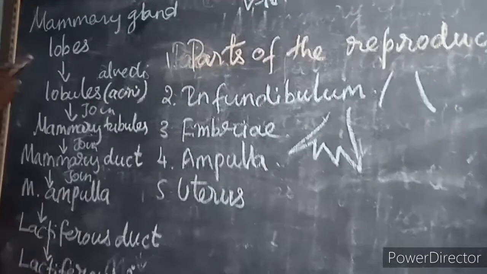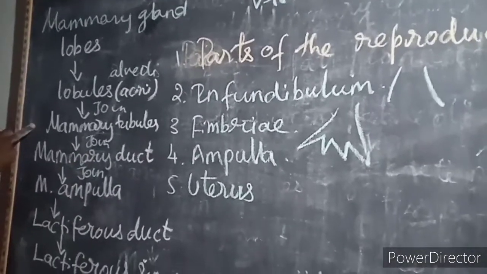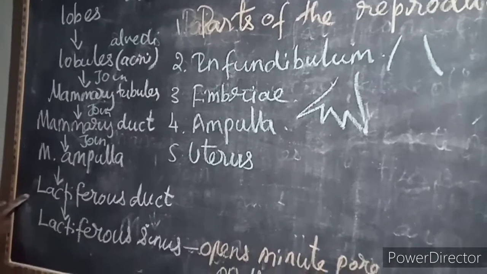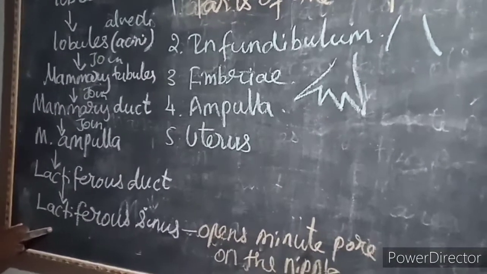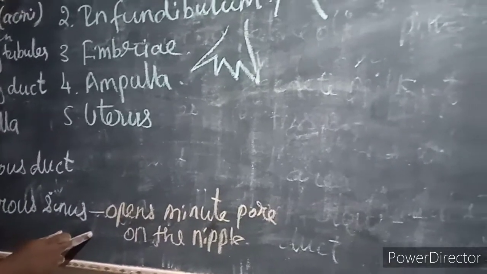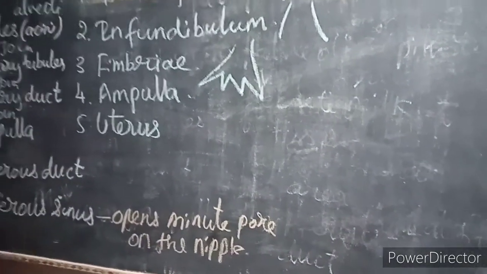See it once again: lobes, lobulus, mammary tubules, mammary duct, mammary ampulla, lactiferous duct, lactiferous sinus. This lactiferous sinus opens separately as a minute pore on the nipple. Thank you, children.